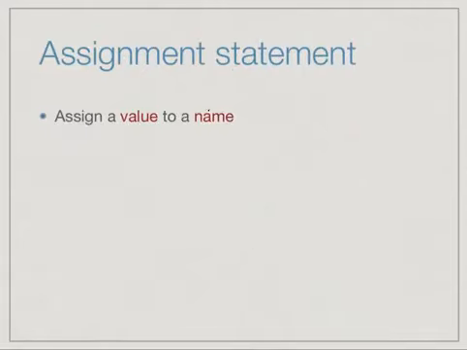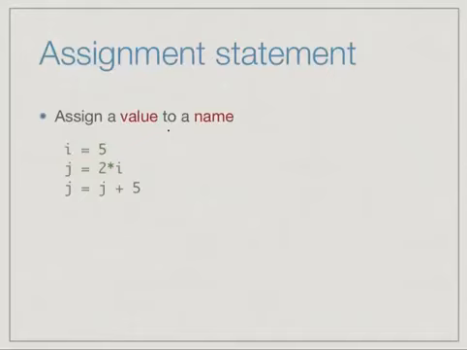So what is a statement? Well, the most basic statement in Python is to assign a value to a name. We have seen examples, and here are some examples. In the first statement, i is a name and it's assigned a value 5. In the second statement, j is a different name and it's assigned an expression 2 times i.